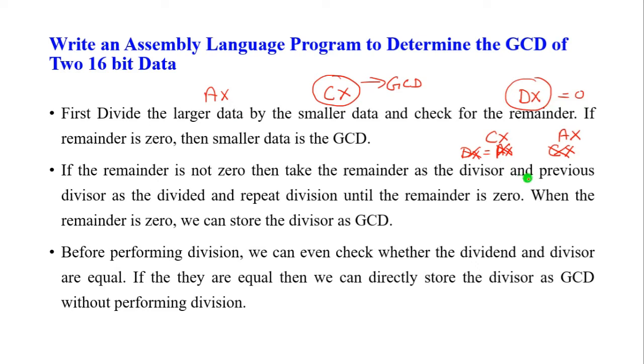When the remainder is 0, what is going to happen? We store the divisor as the GCD. Before performing the division, we can even check whether the dividend and divisor are equal. If both are equal, we can directly store the divisor as the GCD without performing the division. Okay, clear? Now I am going to explain a small example.